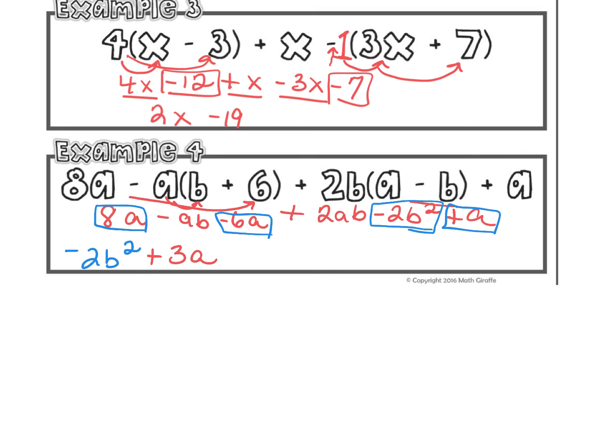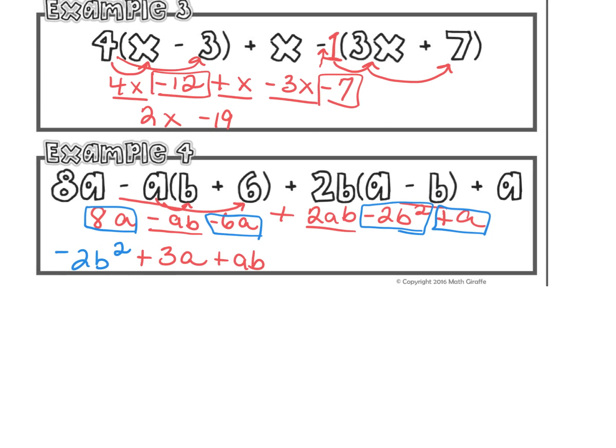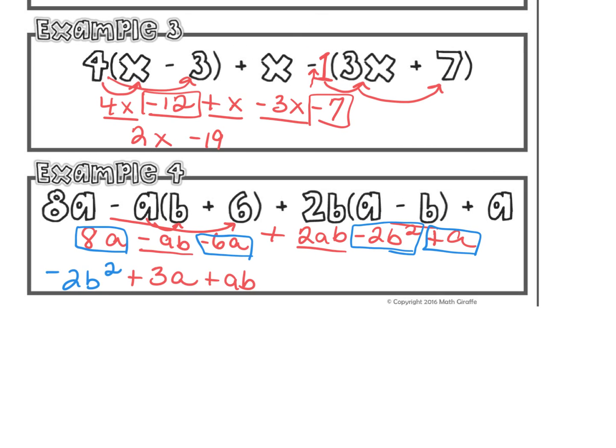Then you're going to do your ab term. So this is negative ab plus 2ab, which is just going to be 1ab or just ab. And that is your answer. So you just want to be careful when you are combining your like terms. You want to make sure that you're looking at both the degree and the variable, and that you follow those rules accordingly.